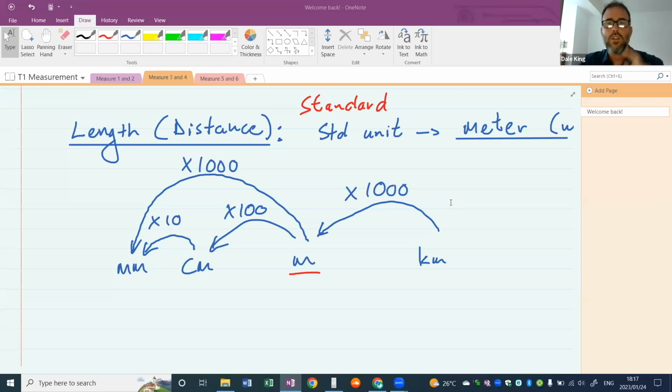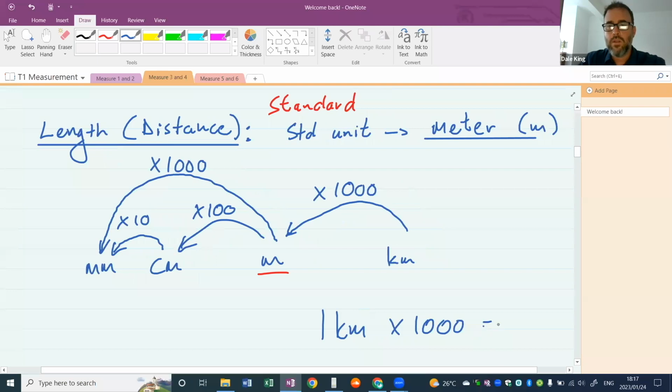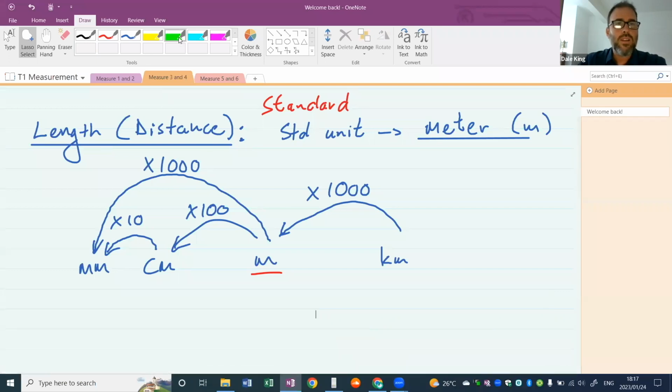So to change our 1 kilometer into meters, we have to times that 1 by 1,000. If you have 1 kilometer, you're going to have to times it by 1,000 to get meters. So we're going to multiply it, and we'll get 1,000 meters. I'm sure we're all aware of these conversions now. The metric system is so easy to convert with. We just work with the thousands, these groups of 1,000.